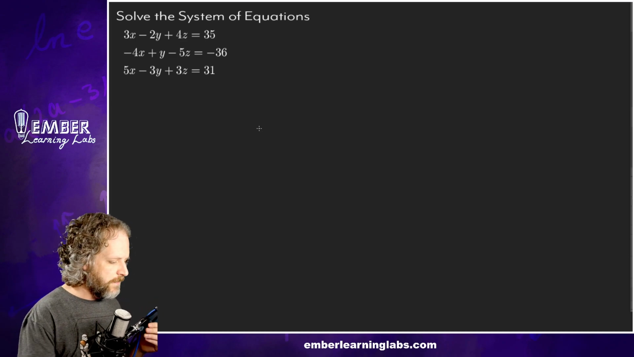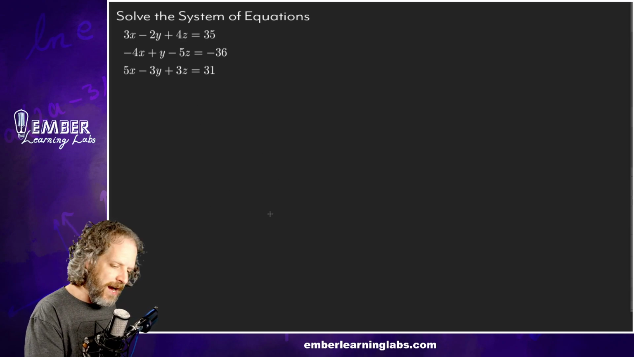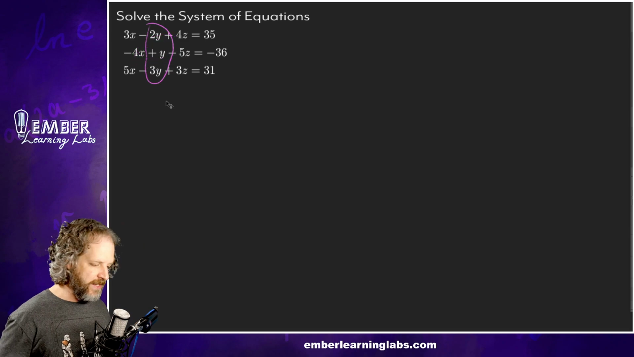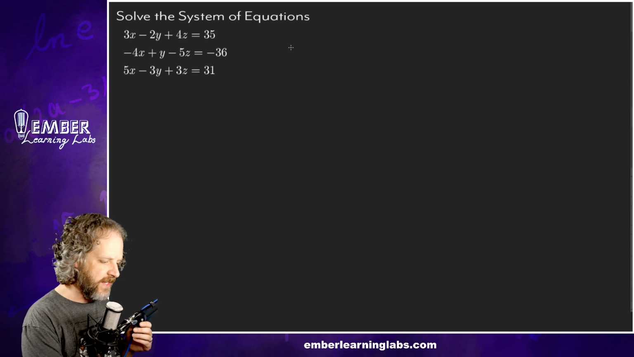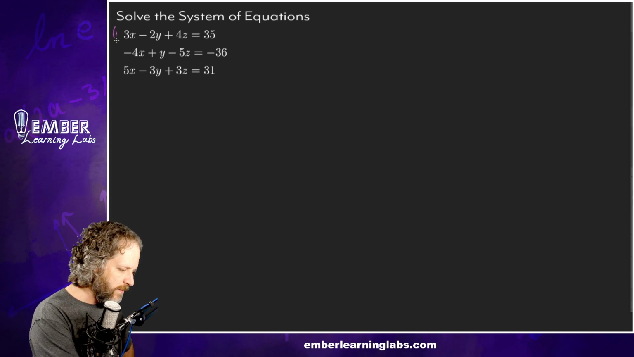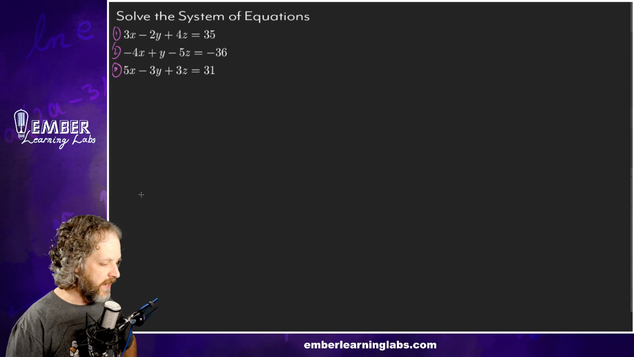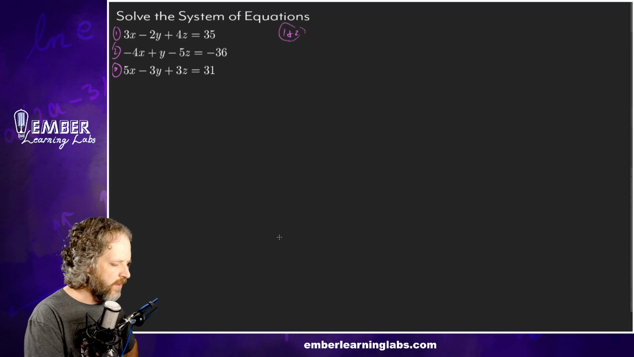So let's start. You kind of got to look and see what you feel is going to be the easiest way to go. I'm thinking that the y's look like the easiest, especially since this one's got a 1, right? It's going to be easier to make it match other things. So let's first take these and eliminate y. Let's number these just for the sake of talking: 1, 2, 3. So we're going to eliminate y. We're going to take 1 and 2 together, and we're going to eliminate that y.